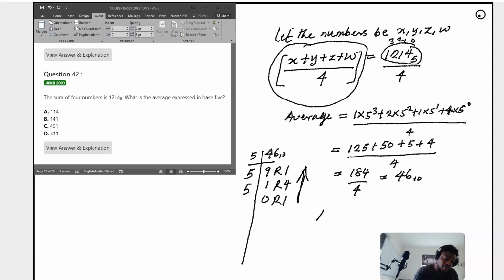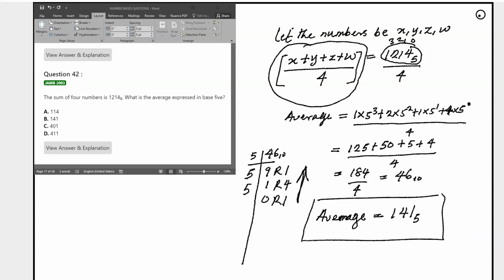So now, the average of those 4 numbers is 141 base 5. So that is the average. So that becomes option B is our answer.